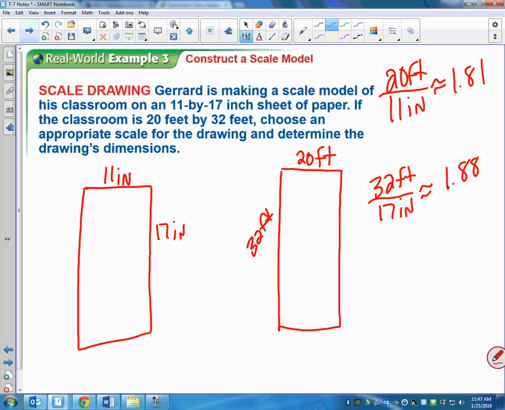2. These are close to 2, so what if we say that every 2 feet is equal to 1 inch? Right, that's a 1 inch to 2 foot ratio. It doesn't matter which way you write it, but when you're making your own scale drawing, you want to make it nice. So you can just measure 1 inch for every 2 feet in the classroom. And then would that fit on the paper?